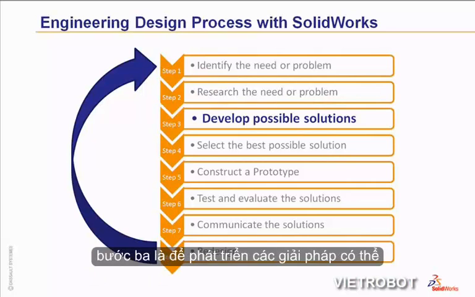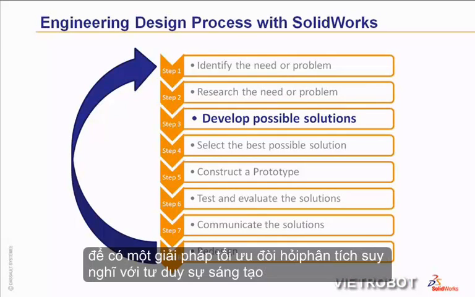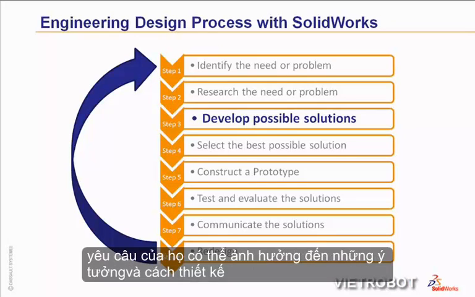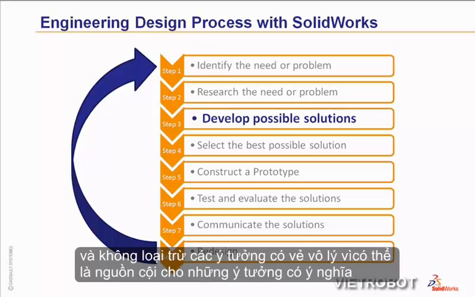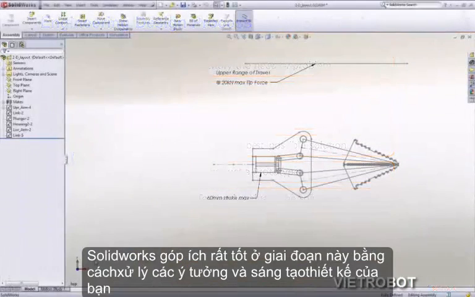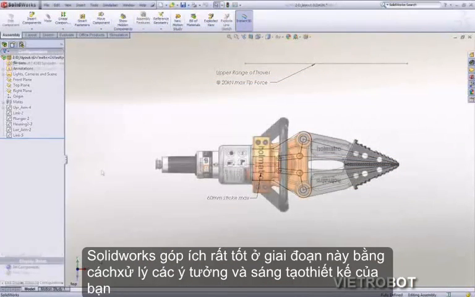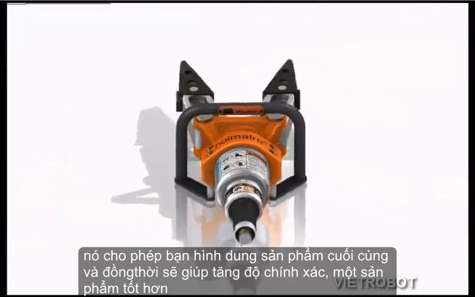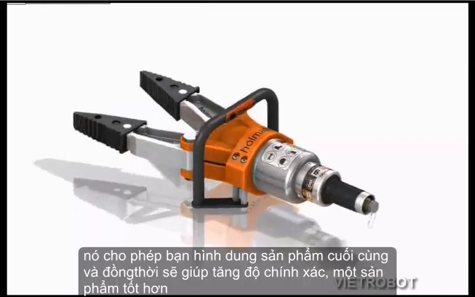Step 3 is to develop possible solutions. Coming up with an optimal solution requires analytical thinking coupled with creativity. When going about developing solutions, you should explain the design problems to others, as their input may lead to ideas. You can also conduct a brainstorming session and be open to even ridiculous propositions, as they may spark meaningful ideas. SolidWorks can help you immensely at this stage by allowing you to take your ideas and create a design. It allows you to visualize the final product, which will help increase accuracy and lead to a better product.